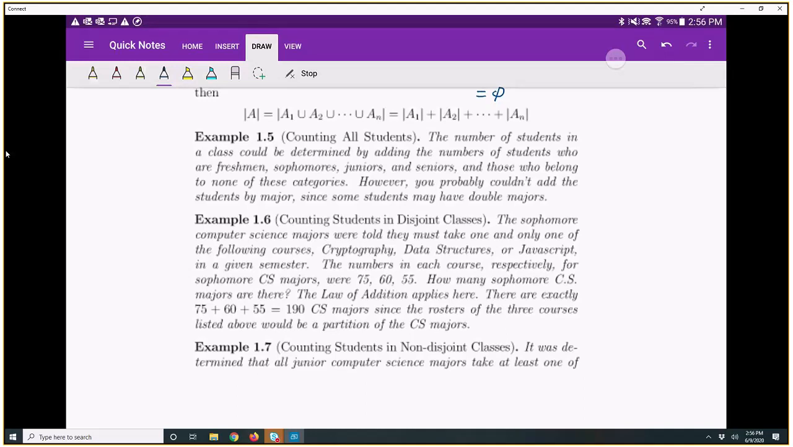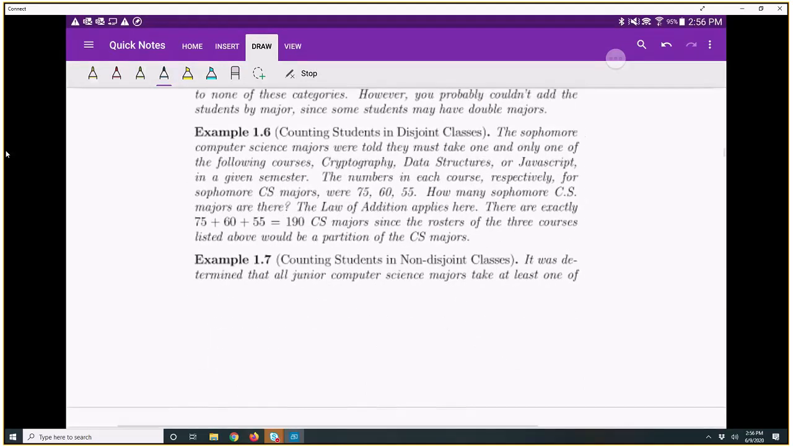So that would be one way of partitioning the class, because every student should either be a freshman or a sophomore or a junior or a senior or not belong to one of the categories, but they can't be in more than one category. However, we couldn't partition the class by major because some students have more than one major. There are double majors.